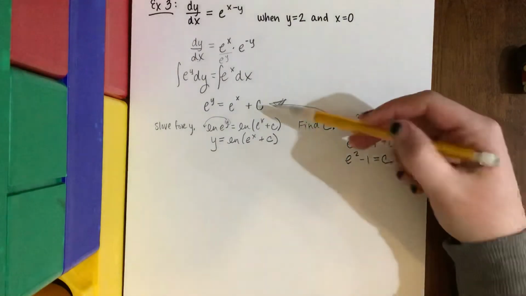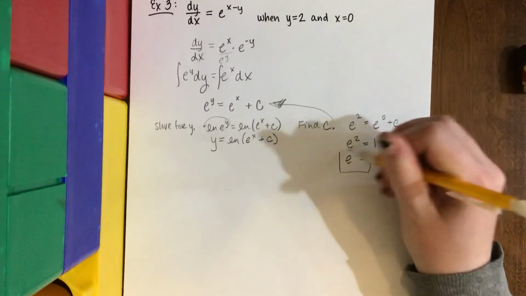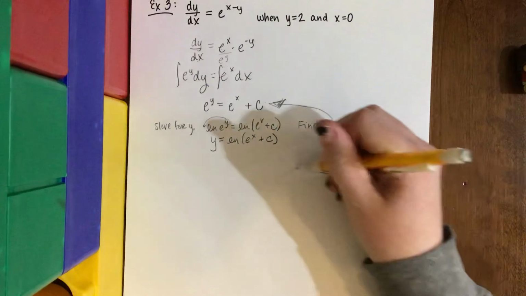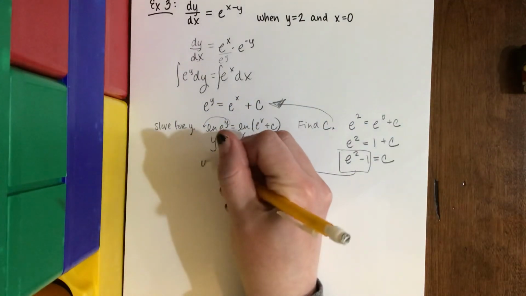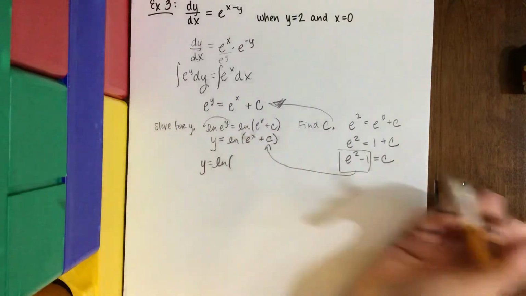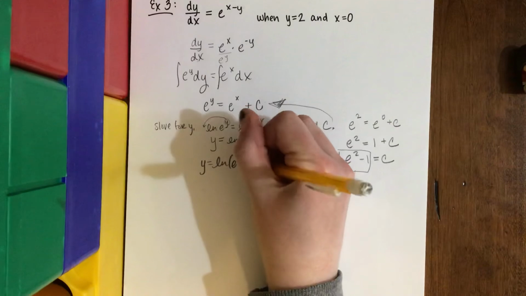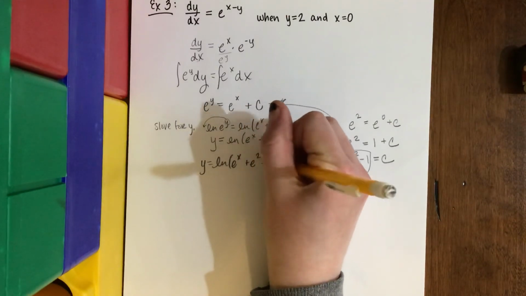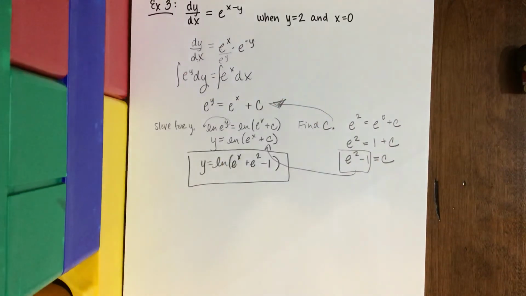So instead of trying to plug it back in there, I'm just going to take this e to the second minus 1 and plug it back in. So my final answer ends up being y equals the natural log of e to the x plus e to the second minus 1. And so this is the particular solution to that differential equation.